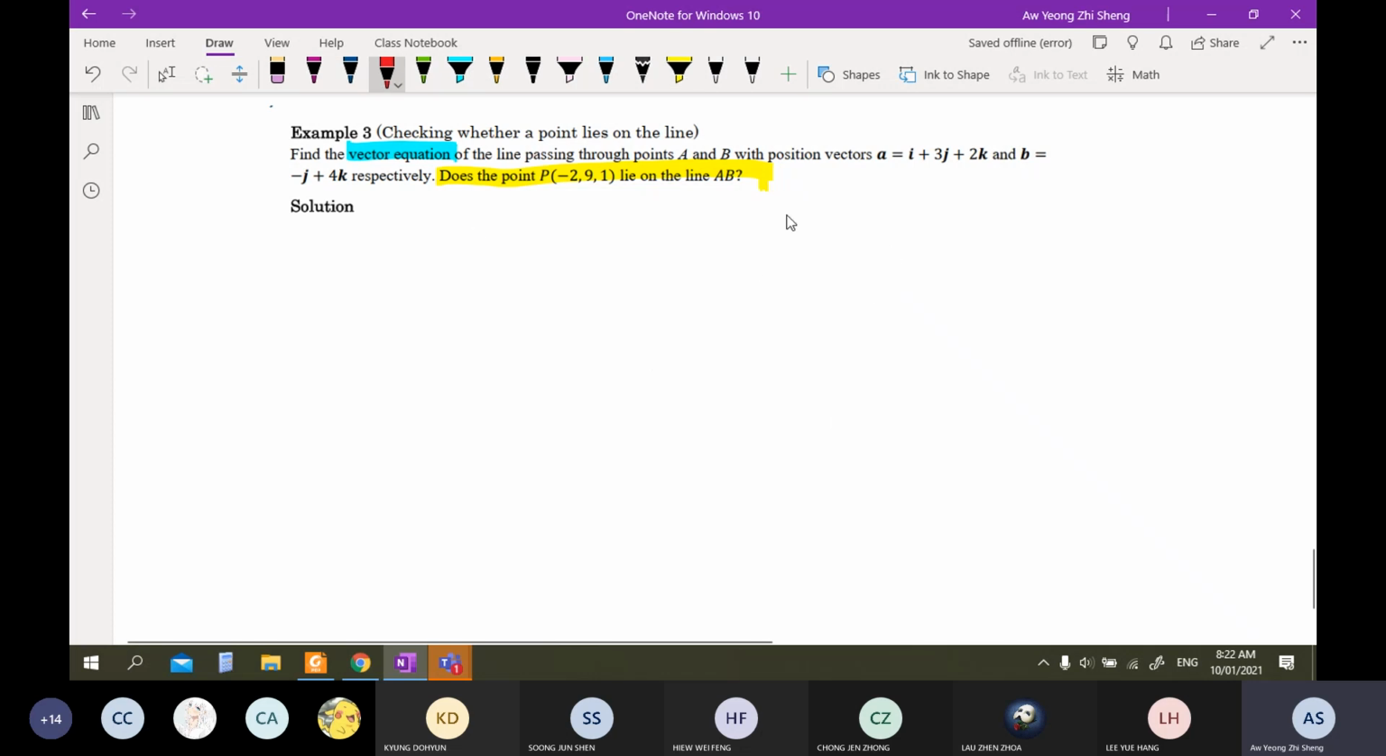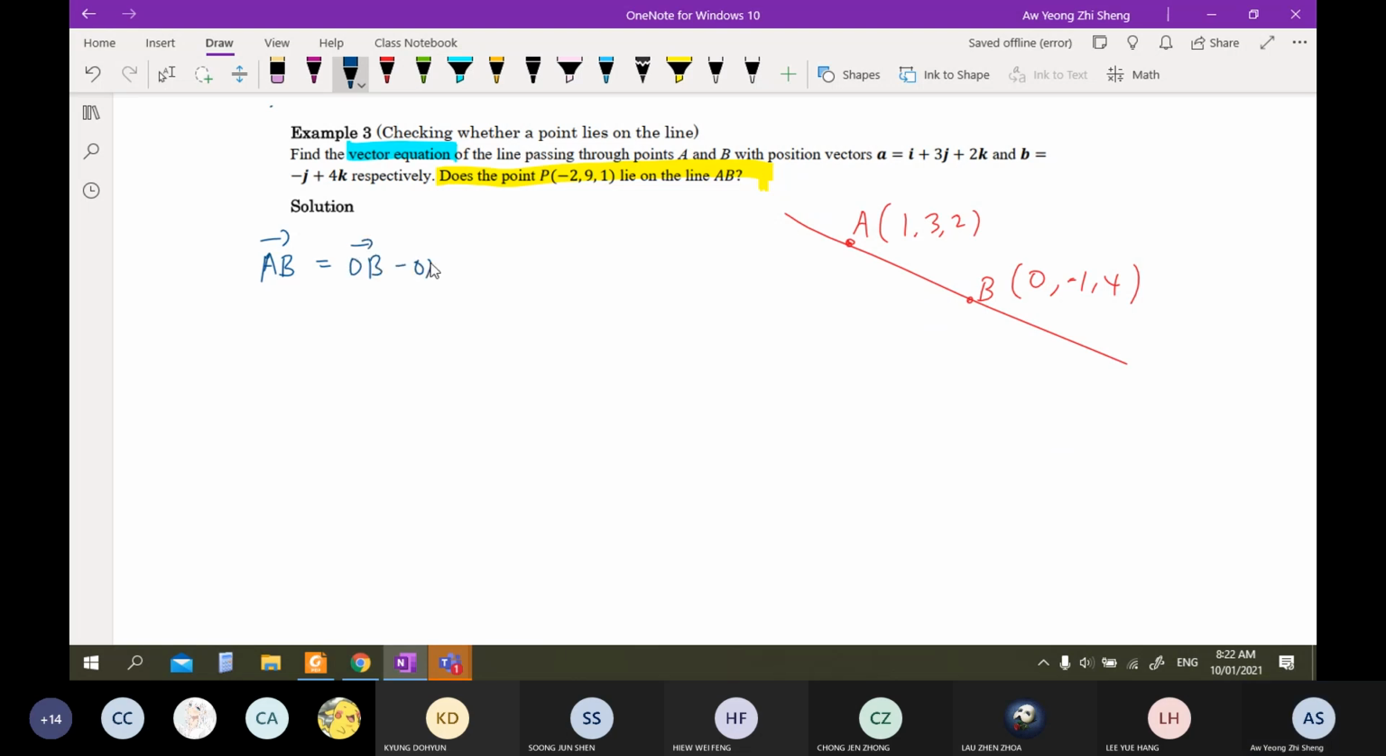So let's form the vector equation first. You have points A and B. Point A has coordinates (1, 3, 2). Point B has coordinates (0, minus 1, 4). Get a direction vector. Vector AB or BA, either one of those will work. (0, minus 1, 4) minus (1, 3, 2) gives (minus 1, minus 4, 2).